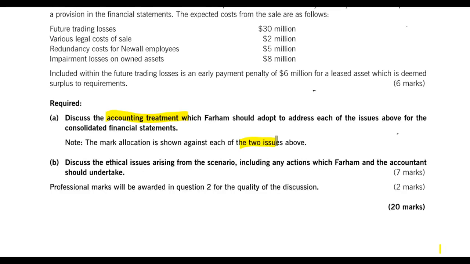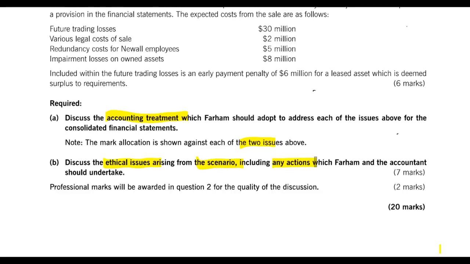Part B asks us to look at the ethical issues. Ethics will always be examined on a practical scenario basis. It's not about repeating and regurgitating facts, it's about the application. Now, part B also wants us to talk about actions that we're going to take. So when I look at the requirement of this question, I naturally see the whole answer plan before me.